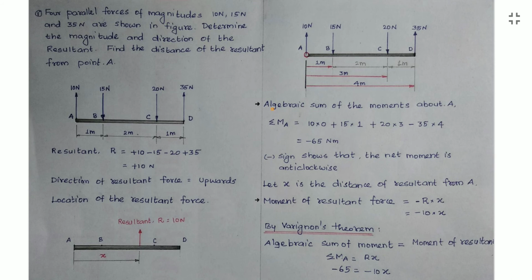So this is the algebraic sum of moment of all forces about the point A. So here for all forces, I got the value of minus 65. Minus means the resultant moment is in anti-clockwise direction. If it is plus, it means the resultant moment is in clockwise direction. So we get minus, the resultant moment acting in anti-clockwise direction.